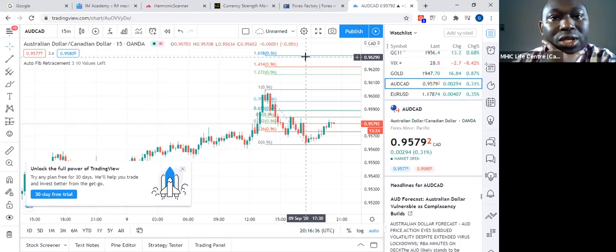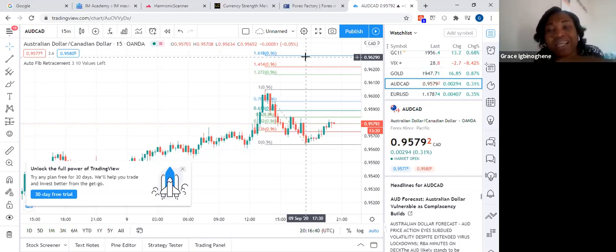Is it the same thing as auto fib? Auto fib, the reason why it's auto is that it's automatic. So the computer does it for you. You don't need to draw that one.